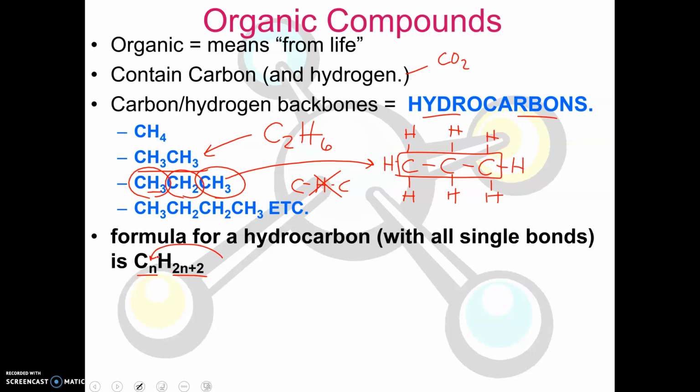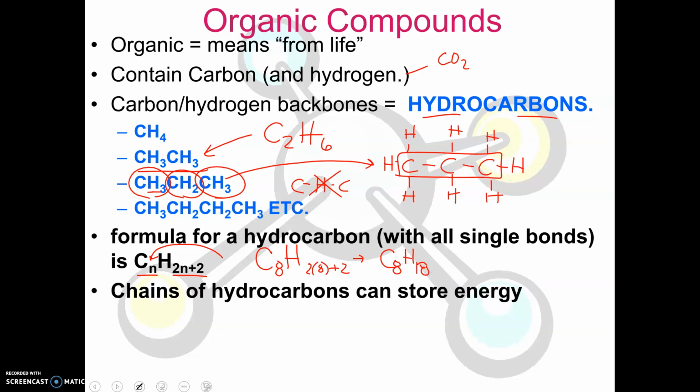It has 8 carbons. Well, then N would be 8. So it would be C8H2N plus 2. So 2 times 8 plus 2. So 8 times 2 is 16 plus 2. The formula for octane would be C8H18. So that's how you could actually calculate the formula for a hydrocarbon.